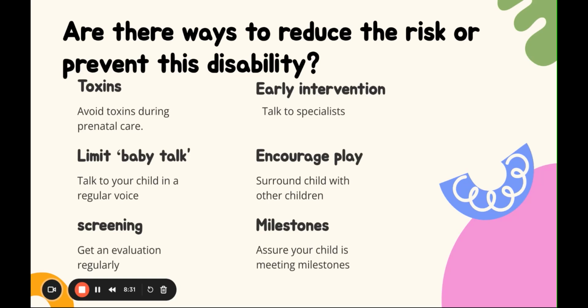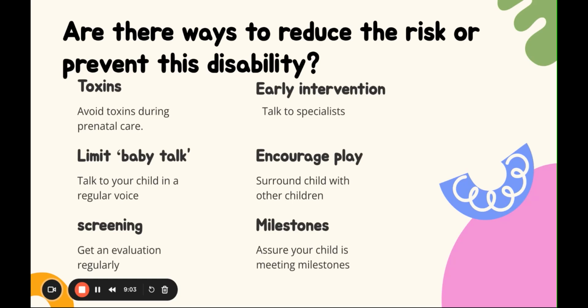Moving into early intervention, you can talk to specialists such as speech to prevent issues they might have in the future. Encouraging play, taking them to parks, bringing them to play groups, getting them into daycare settings. Being able to surround a child with other children helps with the social and emotional aspect of a developmental delay, so they are already comfortable around other children.